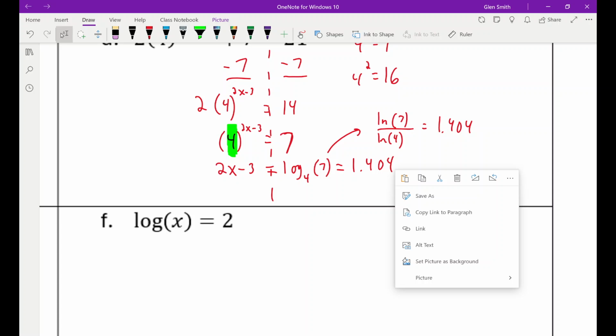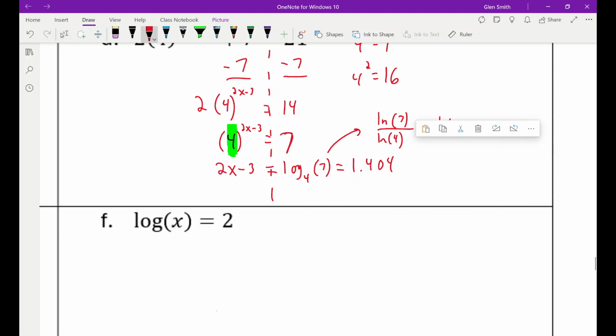And now I just got to solve this out. So I'm going to add 3 to both sides. So it's going to give me that 2x is, 3 added to this is 4.404. And then to solve for x, we need to divide by 2. And that's going to make this 2.202.